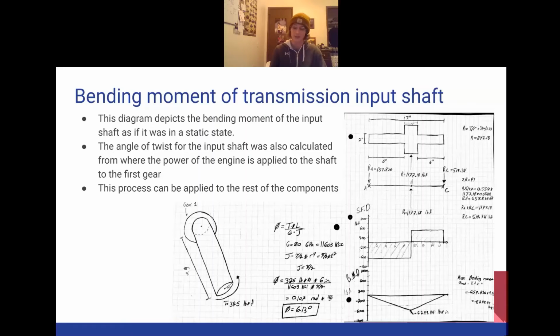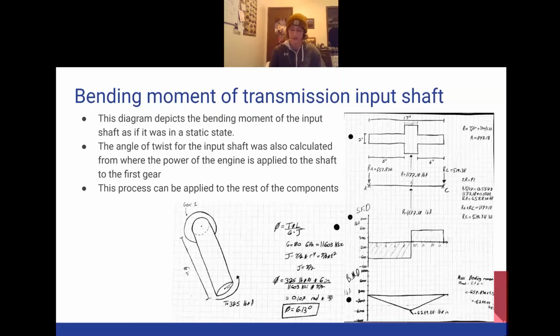Only the first shaft will be analyzed in this presentation for the sake of time. The force that is applied to the center of the first gear is the amount of torque applied by the motor divided by the radius of the gear. Knowing that the shaft is supported by thick bearings on both ends and the force applied has been calculated, the shear force and bending moment diagrams can be illustrated.